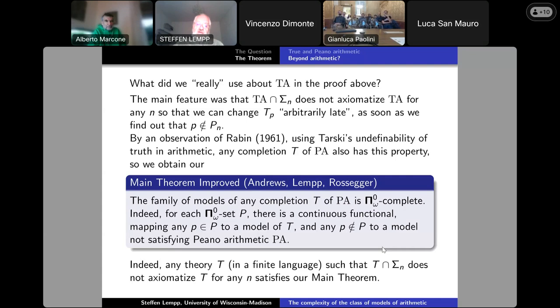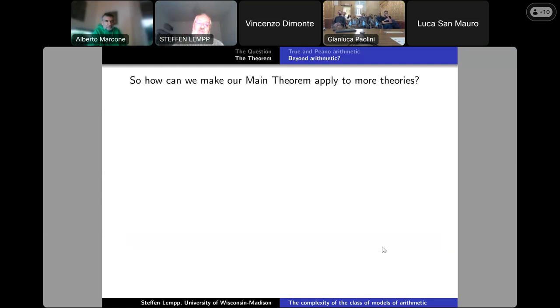But then, what we need is this fact above, right? That the sigma n fragment of T does not axiomatize T for any n. So we should be able to do better than that because after all, PA is a pretty strong theory. So how can we make our theorem apply to more theories?